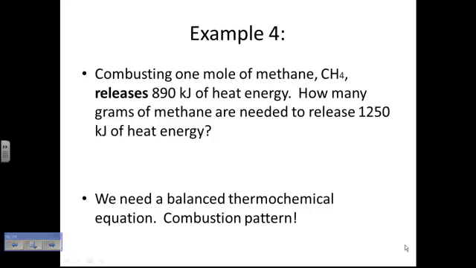Combust methane. That means add oxygen, out comes carbon dioxide, water. Balance it and tack on the delta H. We'll be calculating for grams of methane needed to release 1250 kJs of heat energy. Pause the video and balance your thermochemical equation.